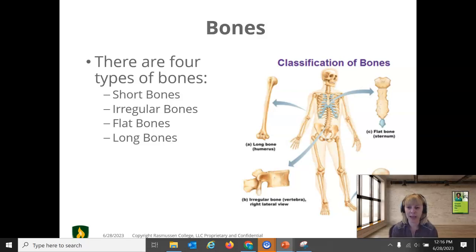Third type are flat bones, and they are exactly what their name suggests. They provide a broad surface for muscular attachment or protection of internal organs. For example, these would be bones that we find in our skull, our shoulder blades, and our sternum. And the fourth type are long bones. These are found in your appendages. So for example, the bones in your arms, legs, and fingers.